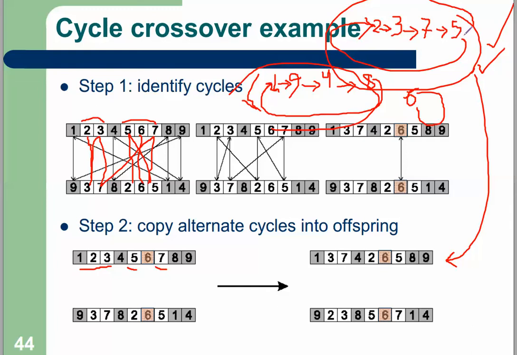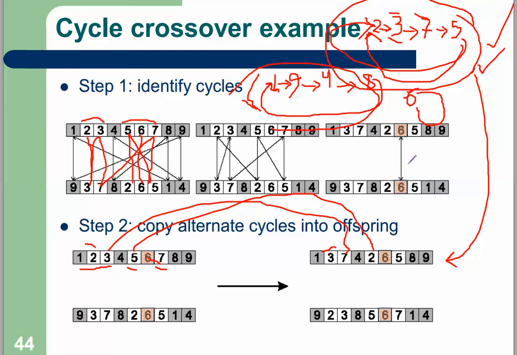For this cycle, for the first child, we copy the next value in the cycle instead of each value. For example, 3 is next to 2, so 2 is replaced by 3. Each value is replaced by the next value. 2 is replaced by 3, 3 is replaced by 7, 5 is replaced by 2, which is the next value of 5, and 7 is replaced by 5.